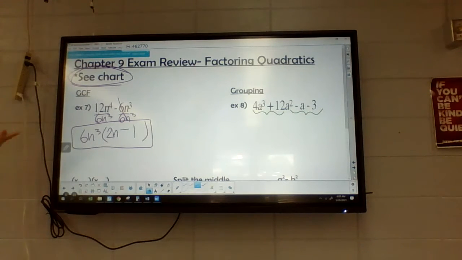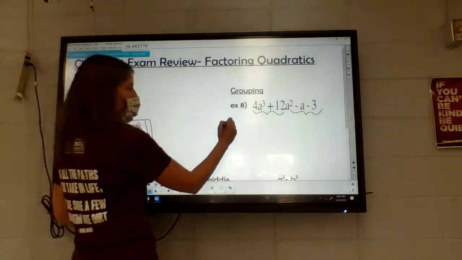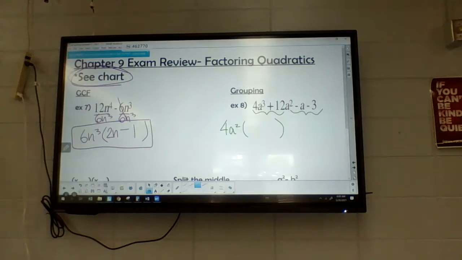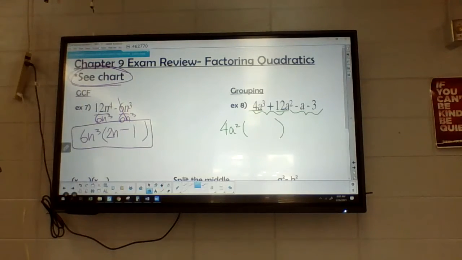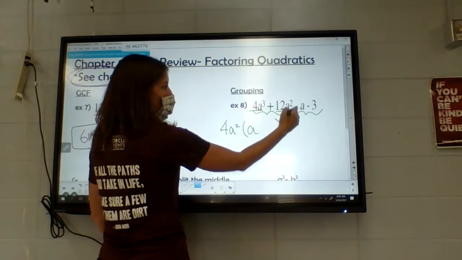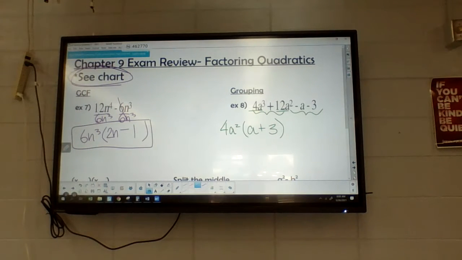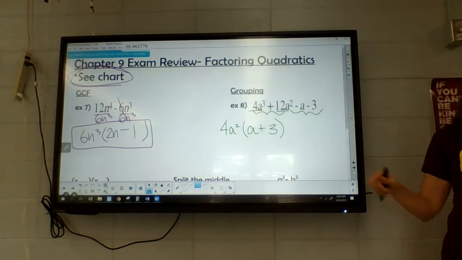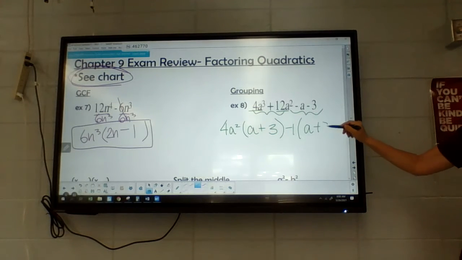So looking at these first two terms, just like we did over here, we pull out what's common. So there's a 4a to the 2nd I can pull out of those first 2 terms. So I'm dividing that out of these 2. I'll be left with a, and then I'll be left with 3, positive. Ooh, this one's a tough one. Out of these 2, we can pull out a -1. And I'm left with a plus 3.